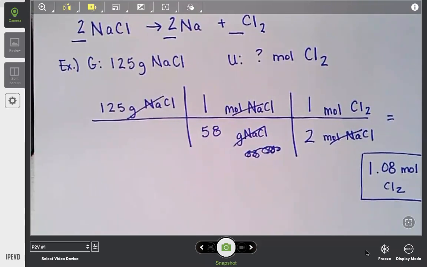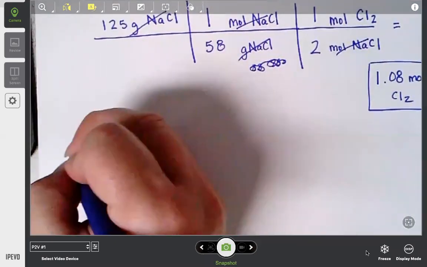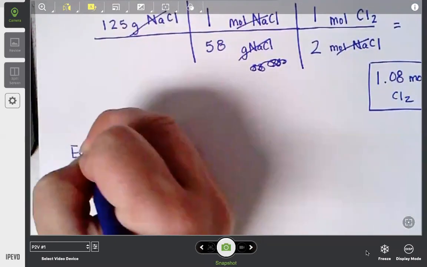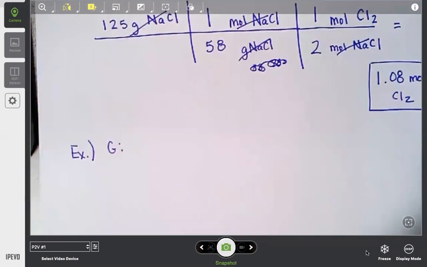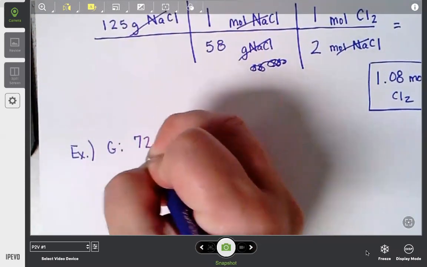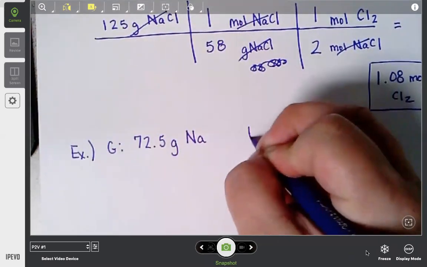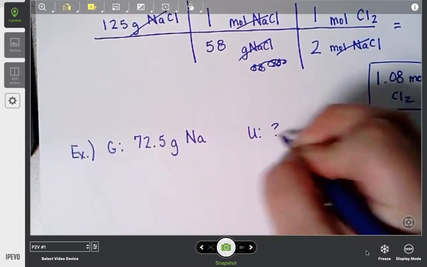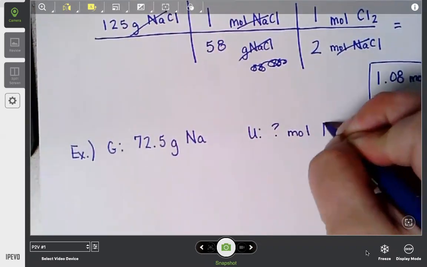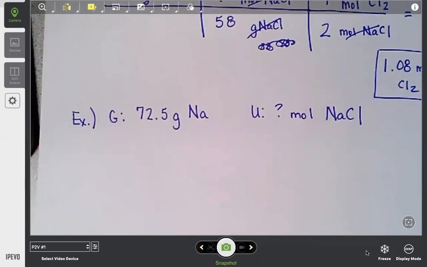All right, use the same equation. You try one. See if you can do it on your own. Let's say in this case, we've been given 72.5 grams of sodium, and we need to know how many moles of sodium chloride that was derived from. Give it a shot. See if you can come up with the right answer. I'll give you a few minutes to work, and then I'll work.